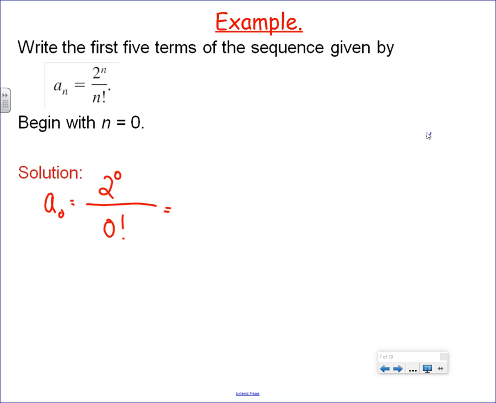Now, this is kind of nice because it's making you remember both of these, in a sense, defined answers. What's anything to the 0? Any non-zero to the 0? 1. And what's 0 factorial? Okay. So my first term is 1.